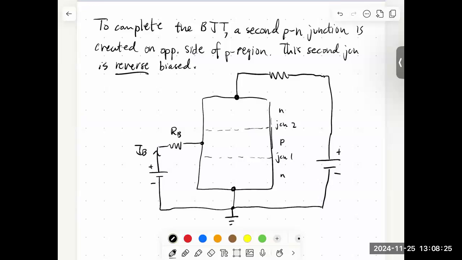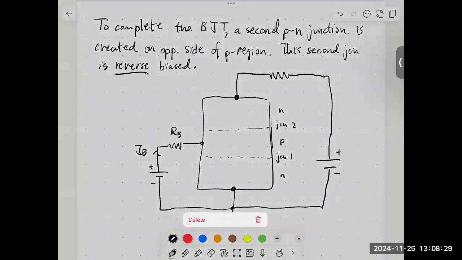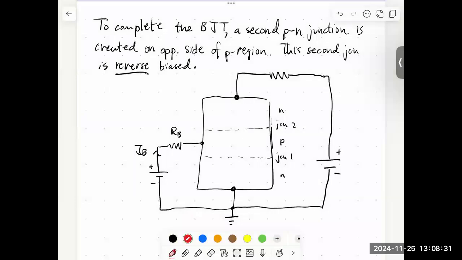Okay, so I'm going to start labeling these regions so we can start using the terminology that is common for these transistors. The central region is the base, as I've said already. And then the other two regions, this bottom one is called the emitter. And this top one is called the collector.